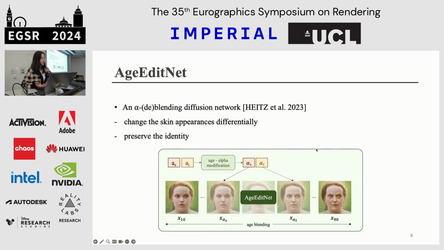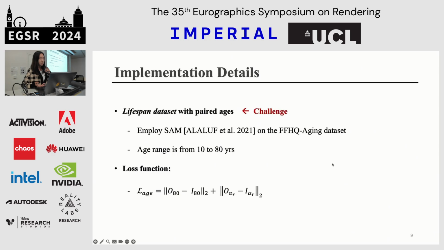Here is the part of our method. We use an alpha blending diffusion network. This network can change the skin appearance differentially from young to old, and also preserve the identity. The main challenge of this task is we don't have a large image dataset of paired ages. Therefore, similar to FRAN, we employ SAM on the FFHQ aging dataset, and the age range is from 10 years old to 80 years old. The loss function of this part is here. We will compute the losses of the predicted results of 80 years old with reference images and also the target age.